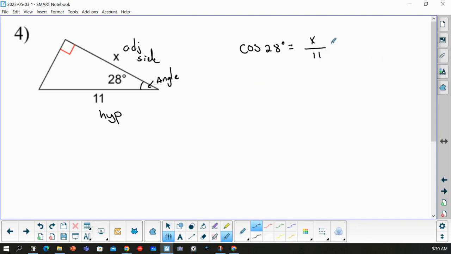All right, so now when the variable's in the numerator and I need to get rid of this denominator, the way that we're going to do that is we're going to multiply both sides by that denominator. What this accomplishes on this side is that those 11s would cancel, leaving me on the right-hand side of this equation with just my x. On the left-hand side of my equation, I have 11 times the cosine of 28. So now I know what I'm going to put in my calculator.